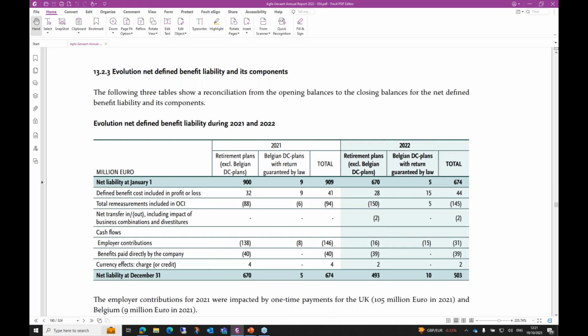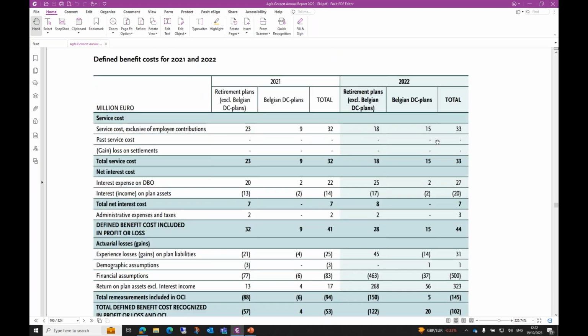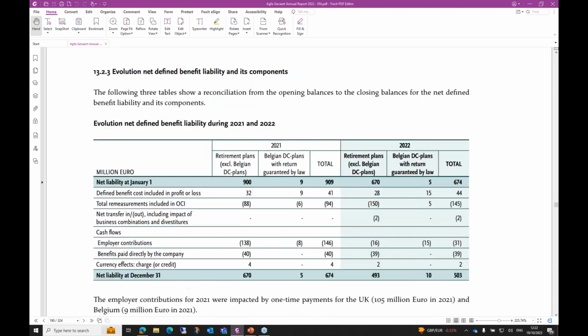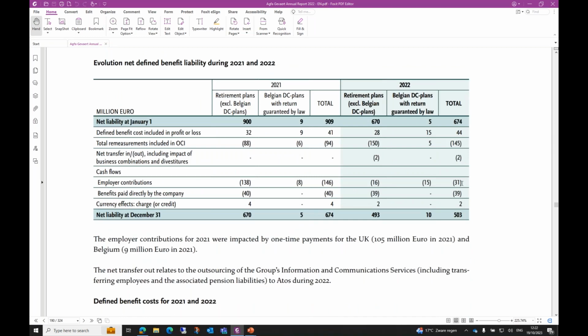There may be some transfers, and then the cash flows are the employer contributions, the benefits already paid to persons who reached retirement age, and some currency effects, of course, because they work with foreign entities also. Important to see here, and sometimes it's strange to consider, is that the employer contributions have a negative effect, and there's logic because the employer has paid amounts into the fund. It is actually reducing the net liability to be presented. So it's increasing the assets, so it has a positive effect on the net liability to be shown.